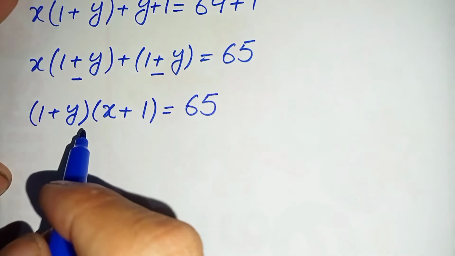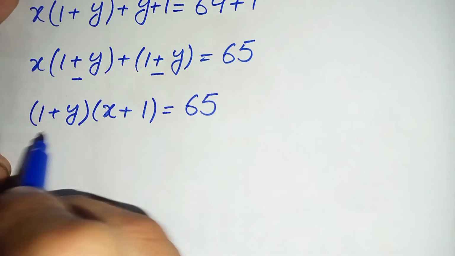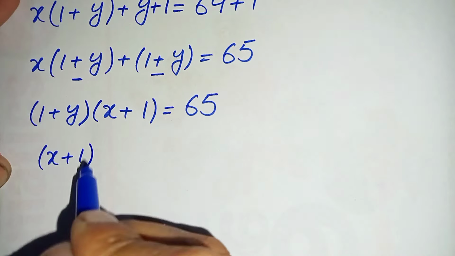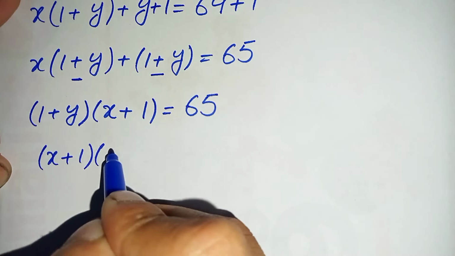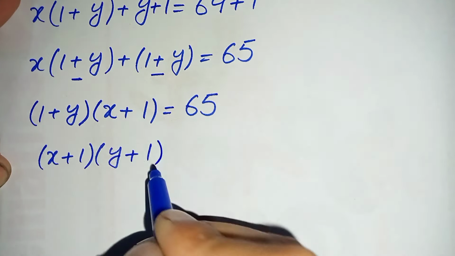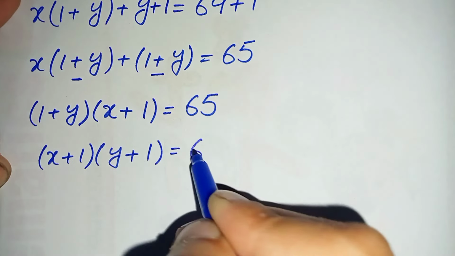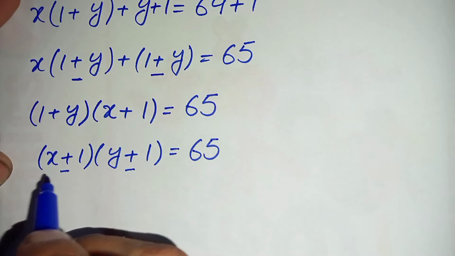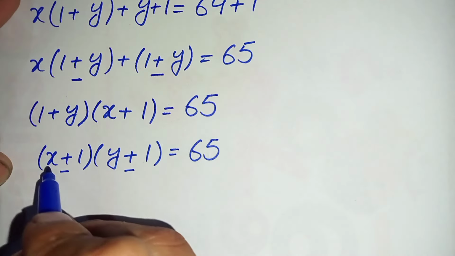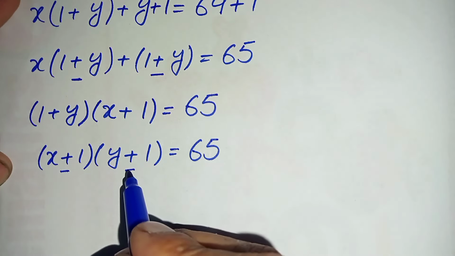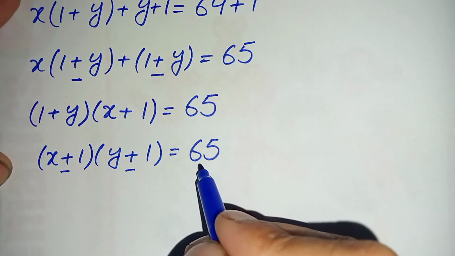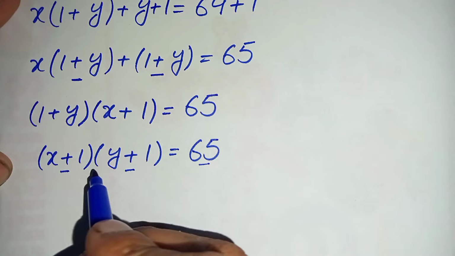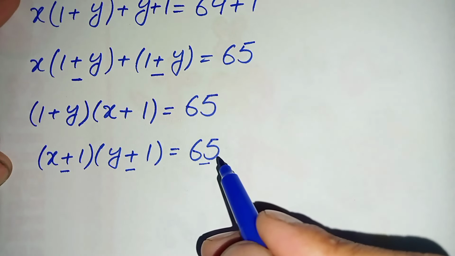65. Right, let us rearrange these expressions and the terms in this expression. So we can write this left hand side as x plus 1, and this can be written as y plus 1 is equal to 65. Now my dears, look into the left hand side. Here is the product of two expressions, x plus 1 and y plus 1. So here we will factorize this right hand side, this number, to the product of two numbers to compare this expression with the numbers in the right hand sides.